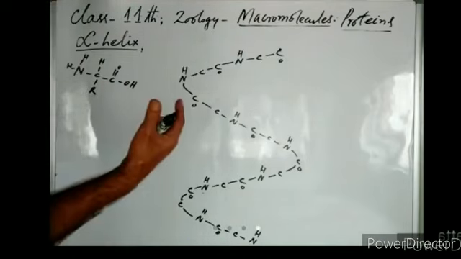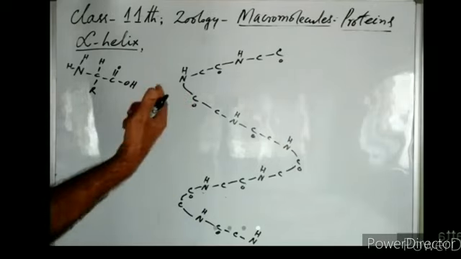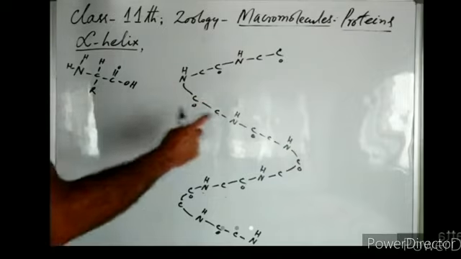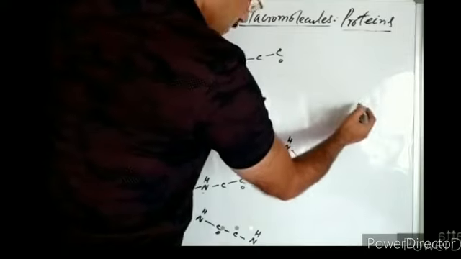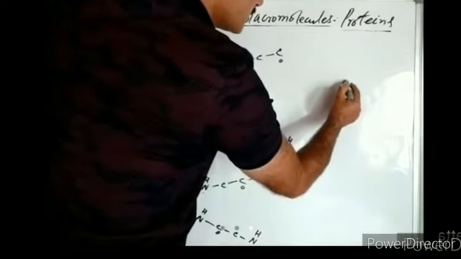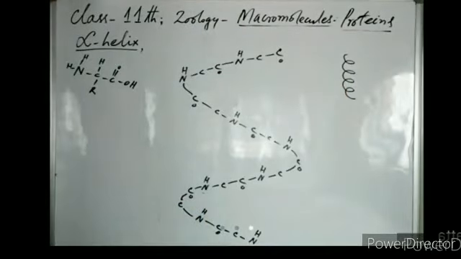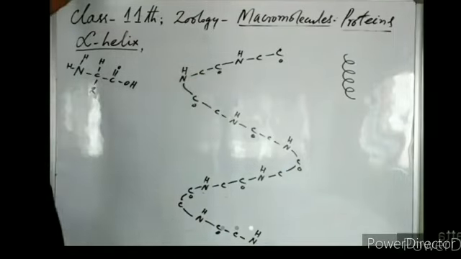Now this polypeptide chain curls around an imaginary axis. It coils around an imaginary axis and forms a helical structure, a coil-like structure, like this, right? This becomes the alpha helix. So now the question arises, how can this helix be maintained in its helical form?